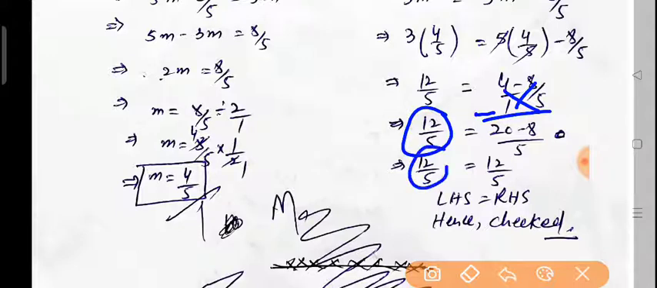Then 12 by 5 is equal to, when we subtract 20 and 8, we get 12 divided by 5. 12 by 5 equals 12 by 5. LHS equal to RHS, hence checked.